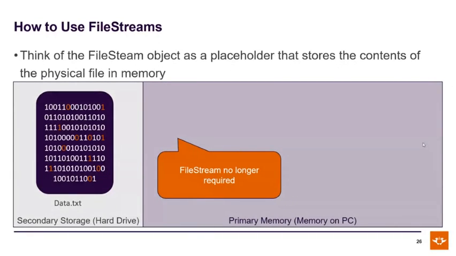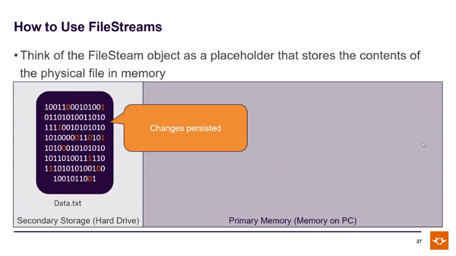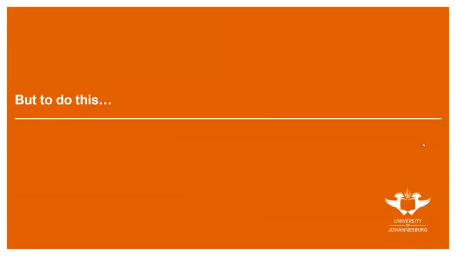So your file stream, once the connection has been closed, no longer is required, and then it dies in your primary memory because it's no longer required. And your changes are persisted. They're maintained inside the secondary storage because they have been committed. So your changes have been made, which is what we want. We want to work with it, modify it, send it back, and then make sure the changes we've made persist.